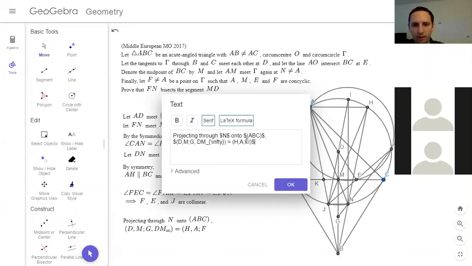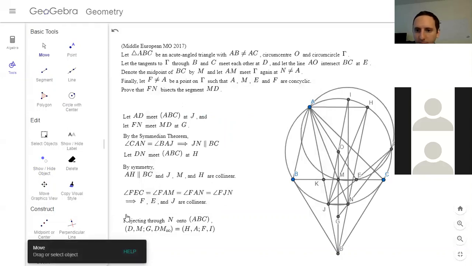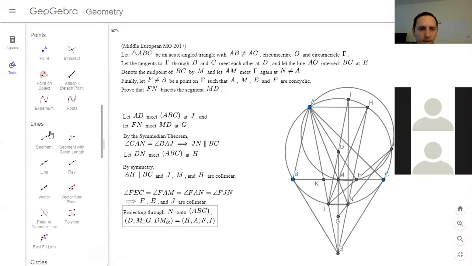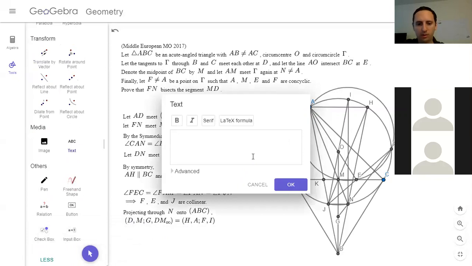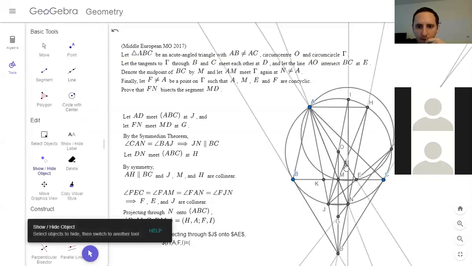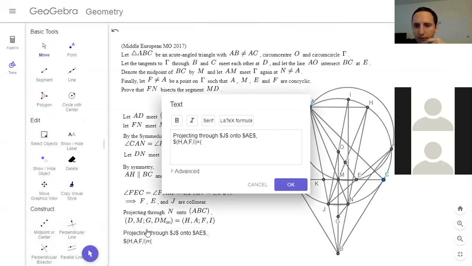And then projecting through J onto AE. We have HAFI is equal to, okay, let me unhide that point L. So HAFI is equal to L A E O.